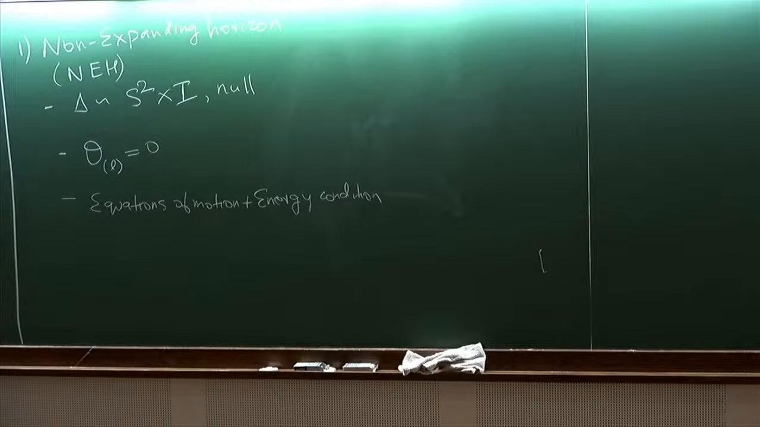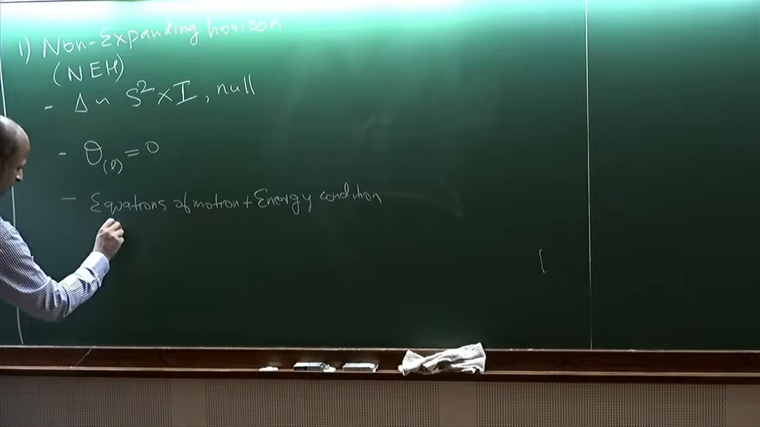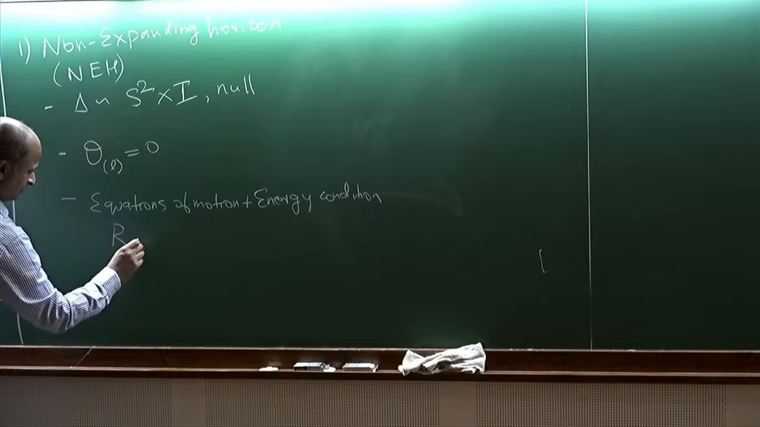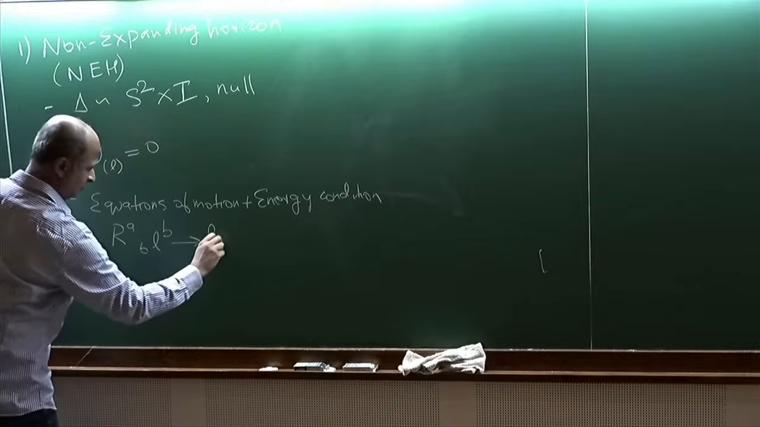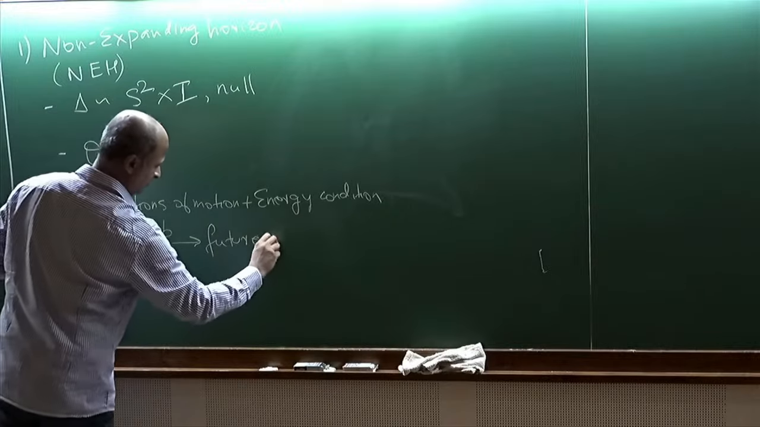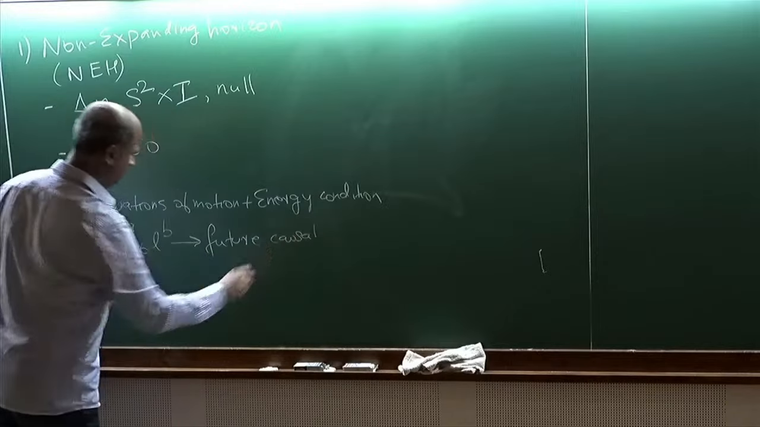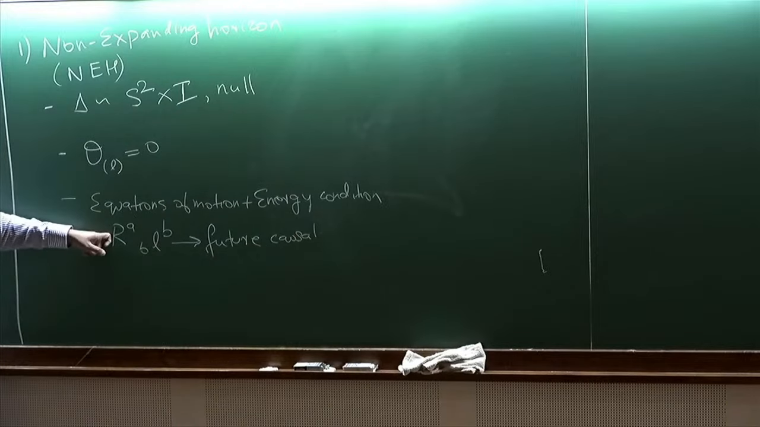And among the energy conditions, the weakest one we require is that the Ricci tensor of the whole spacetime contracted with the null normal L has to be future directed and has to be causal. Okay? This is implied by the strong energy condition and the null energy condition as well. So this is what is called a non-expanding horizon.